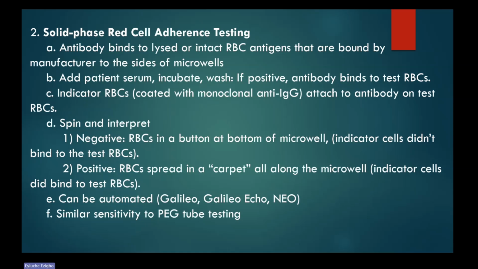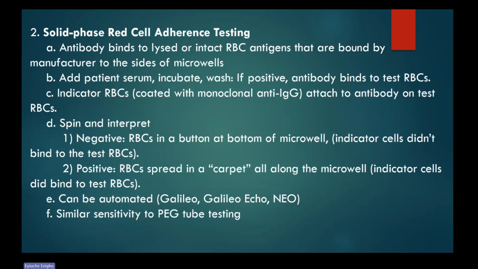We also have ABO blood grouping reactions that can be performed in a solid phase. This method is similar to what we observe in ELISA, where we have microwells with coated antibodies, and then we introduce the serum, and the antigen-antibody interaction occurs. In the same way, in ABO and rhesus blood grouping, antibody binds to lysed or intact red blood cell antigens that are bound by the manufacturer to the sides of the microwells. So these microwells are coated with red blood cell antigens.